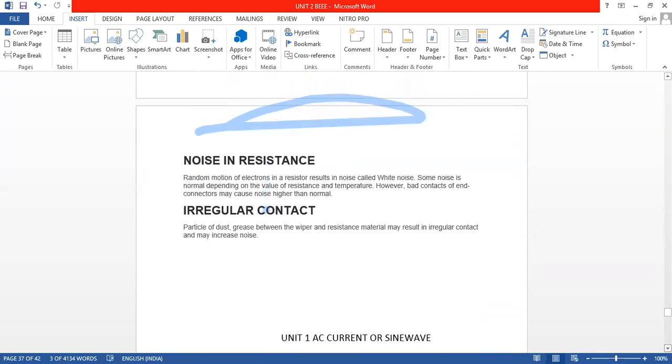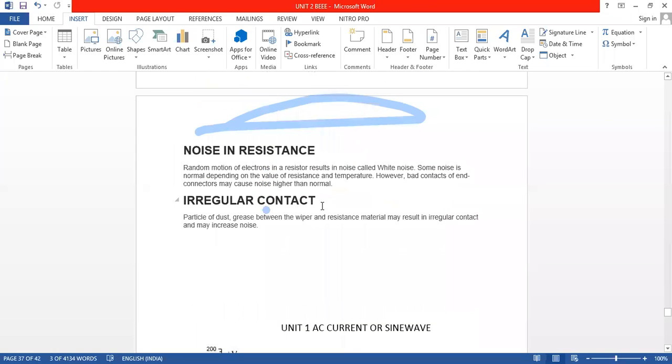Yes. Irregular contact or loose connection. Noise in resistance. This is important, all of you. Next class I will show you the animation. All students remember this definition. What is the noise? Yesterday I mentioned, till yesterday's class, it is a disturbance. All of you, electrons have to flow in which direction? Uniform direction or random direction?